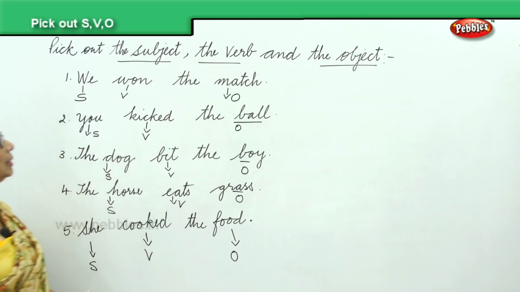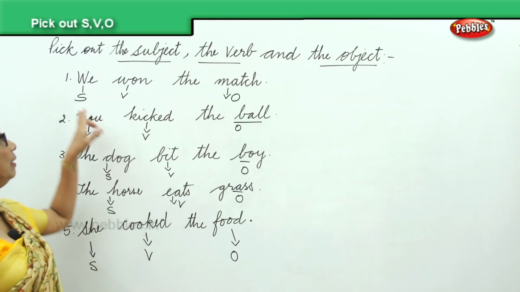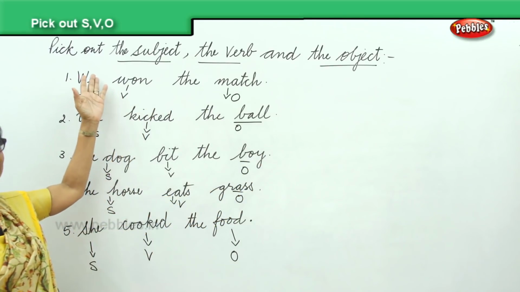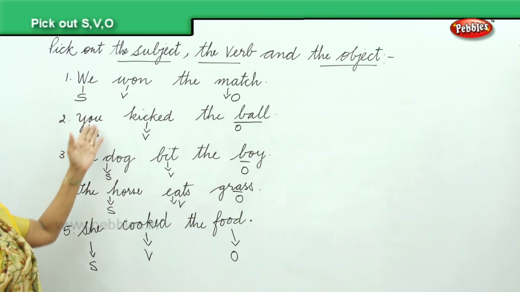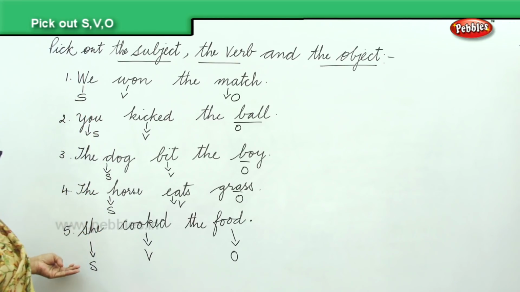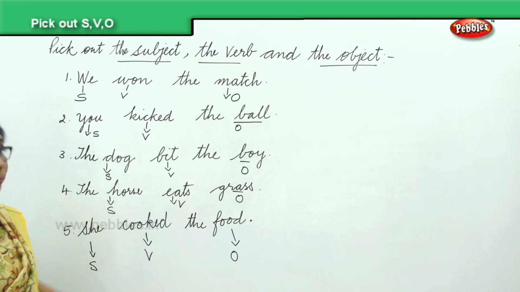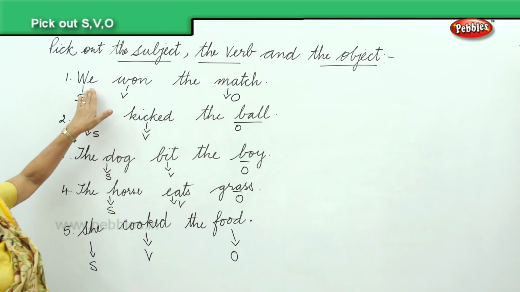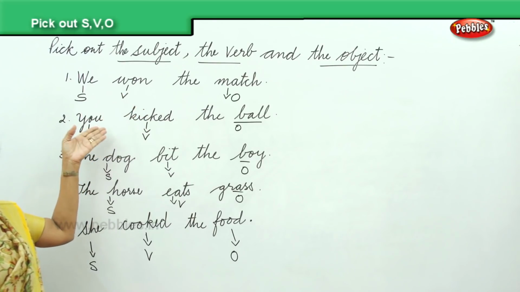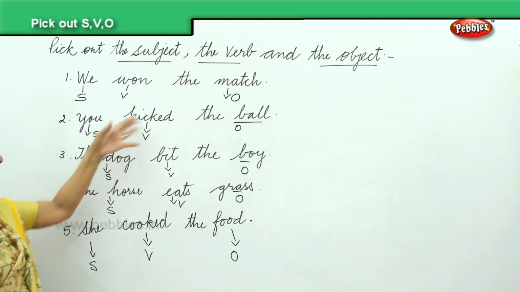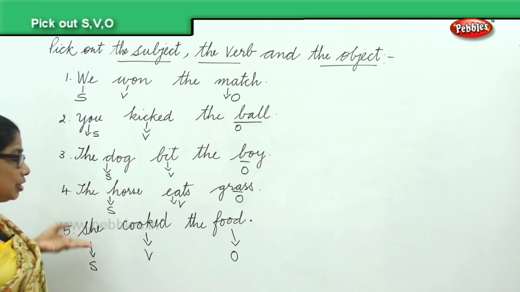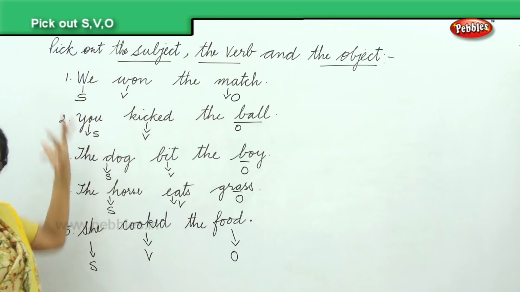Now look at all the sentences. The sentences begin with a capital letter, end with a full stop. Every sentence has a subject. We, you, dog, horse, and she. They are all the subjects. They are all doing some action. They are playing a game. They are winning. You, what is the subject doing? Kicking. The dog biting. The horse eating. She cooking. Action is being done by the subject.